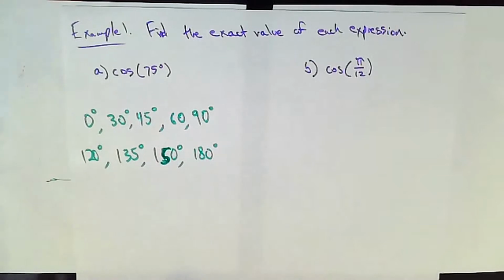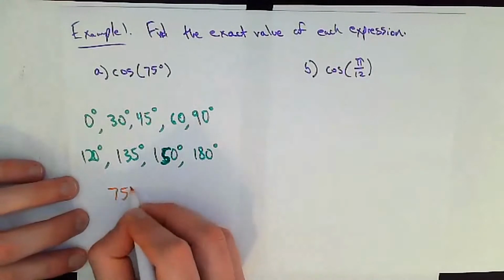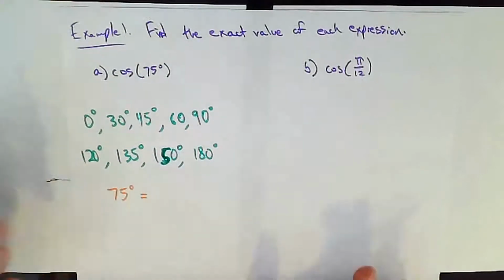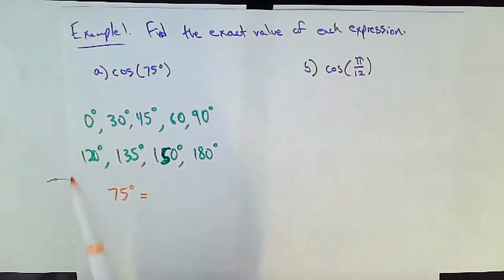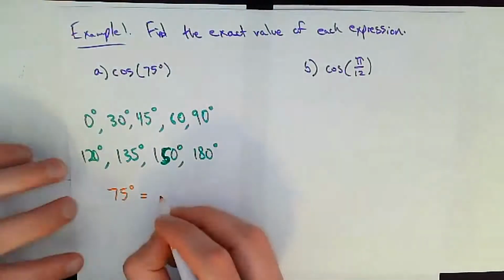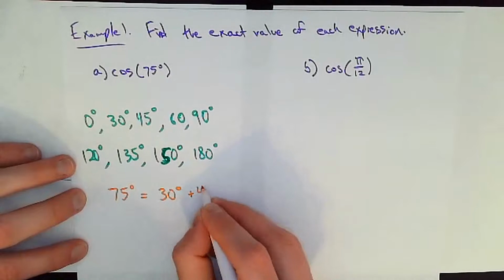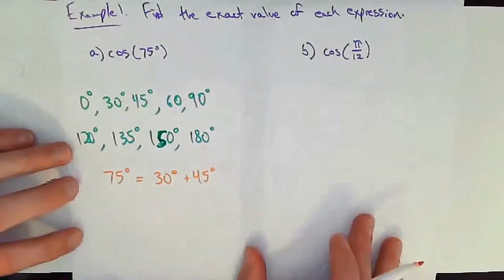So the point is, what am I going to do here? The point is I need to find a way to write 75 degrees as the sum or difference of two of these angles. Okay, so what two angles do you see that I could use to build 75 from this list of things that I know about? How about 30 plus 45?